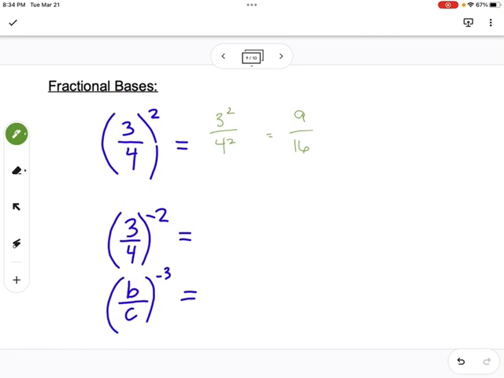Our next one, we have 3 over 4, to the negative 2. So that's 3 to the exponent negative 2 over 4 to the exponent negative 2. In order to get rid of those negative exponents, we again make it 1 over that power. So that's going to flip this fraction to become 4 squared over 3 squared, which will give us an answer of 16 over 9.